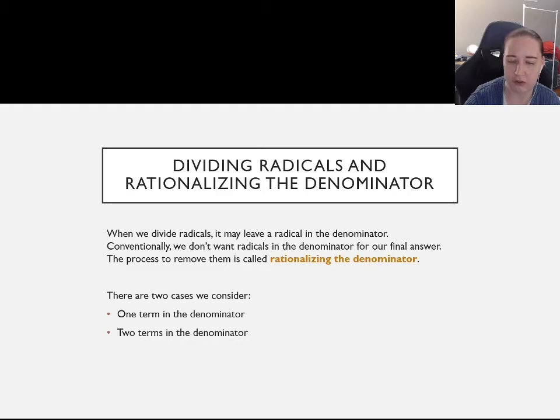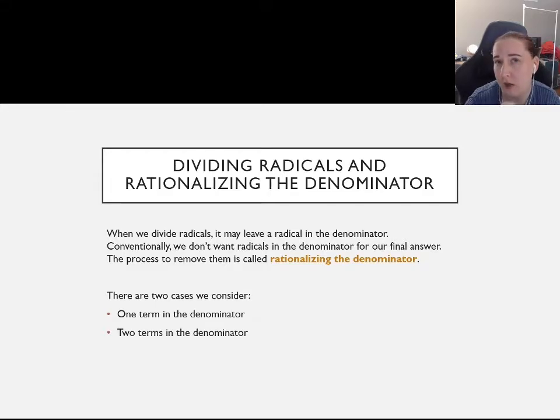So let's start with rationalizing the denominator, and this is also part of dividing radicals. When we divide radicals, if you have a radical divided by a radical, sometimes after you go through all the simplifying, you have a radical in your denominator. And we don't like to leave it in that form. We prefer to have radicals in the numerator. It's just easier to work with.